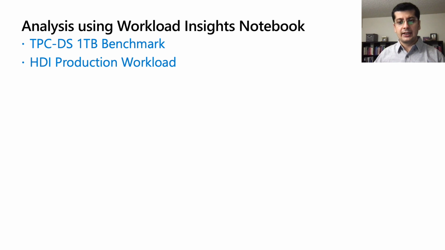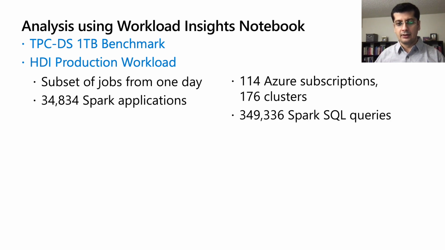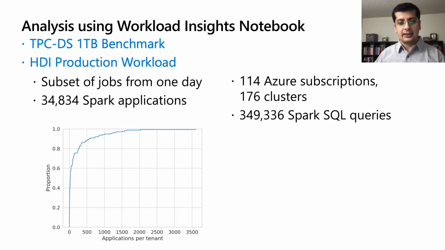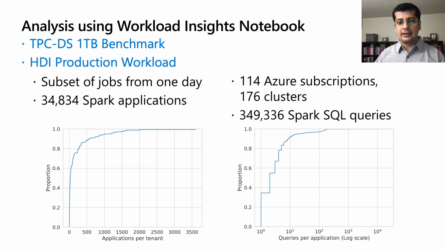We use the Workload Insights notebook to compare the TPC-DS benchmark and a production Spark workload. The production workload dataset is a mix of around 350,000 streaming and analytical queries. In this workload, 30% of users have hundreds of Spark applications per cluster. There is skew in the distribution of queries per Spark application. Most Spark applications have less than 10 queries, while 5% have queries in double digits.